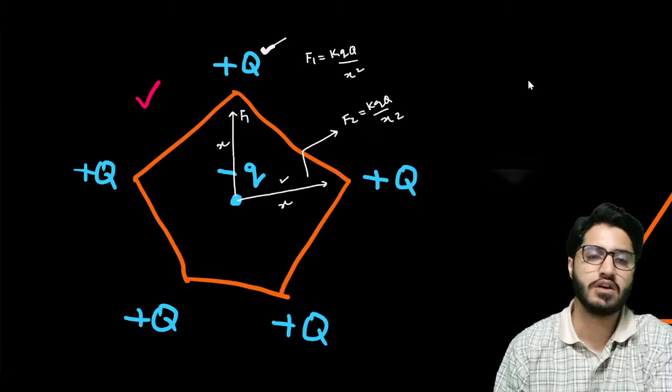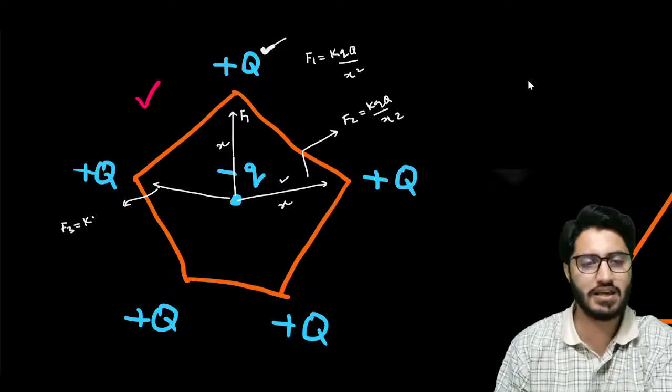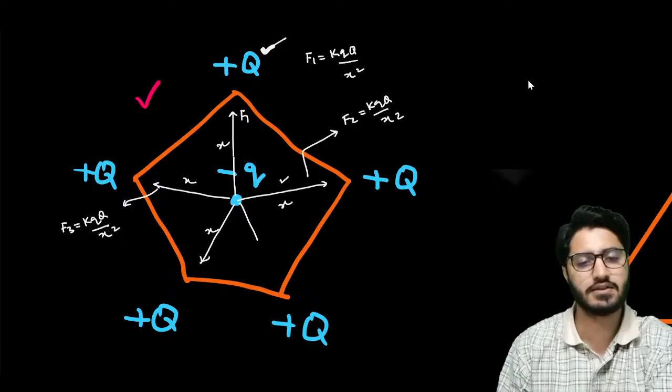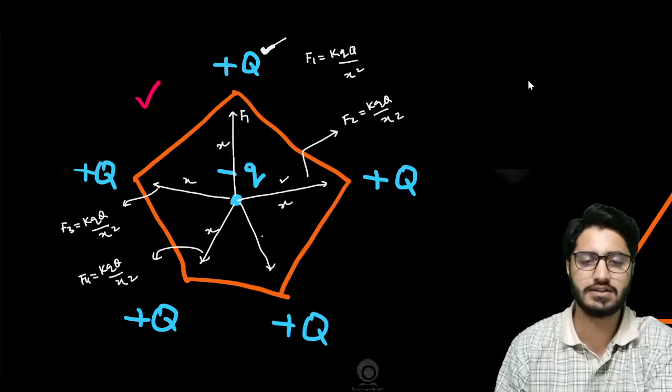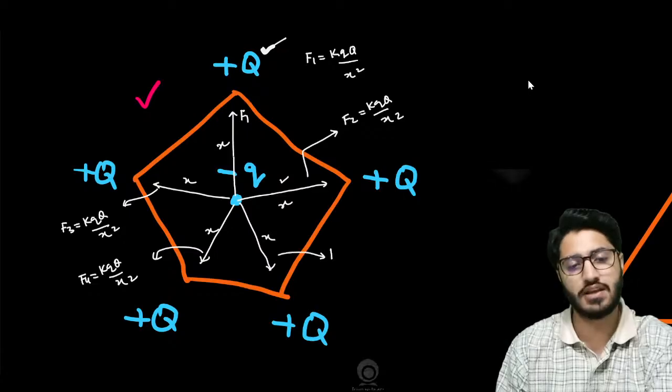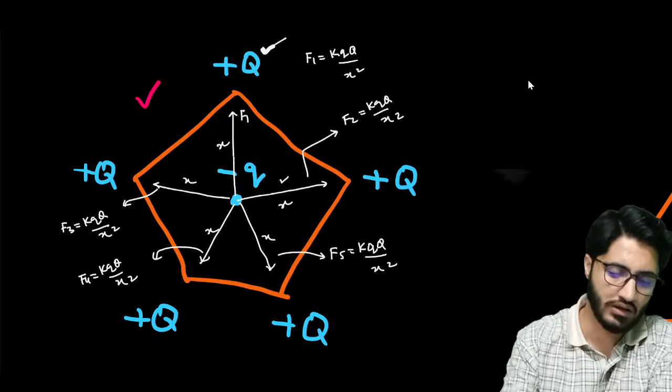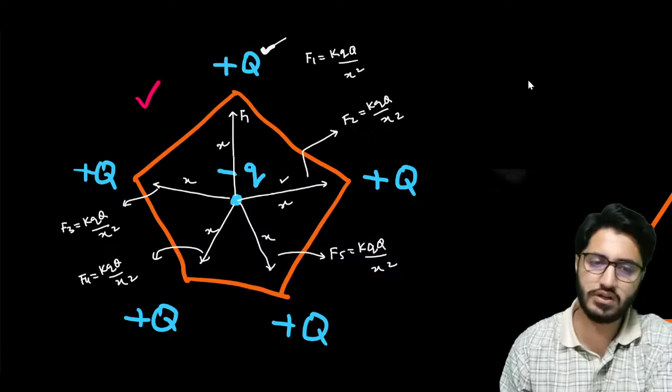For this one, if this is F3, I can write K Q by x square. This one also x. Look here, x, x. This one is F4, so I can write K Q by x square. Same x. This is F5, K Q by x square. Look now, we have the regular polygon here.